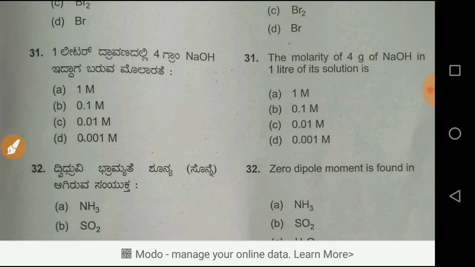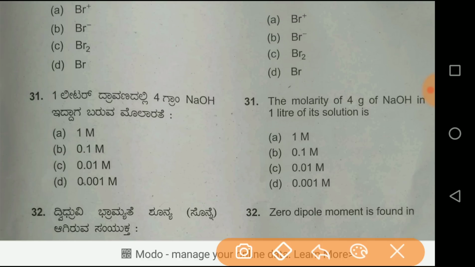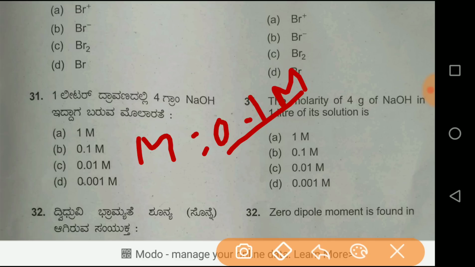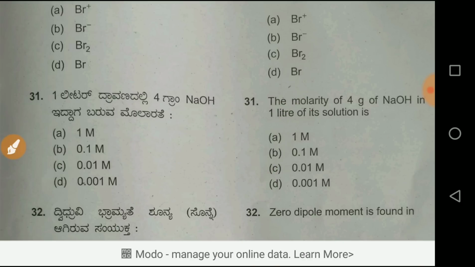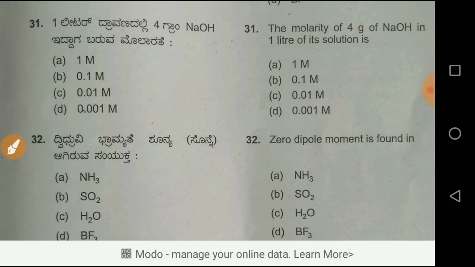Dear friends, now we have to calculate molarity. Molarity means moles of solute to the liters of solution. Molarity M is equal to moles of solute, that is 0.1 mole of NaOH in 4 gram, divided by liters of solution, that is 1 liter of solution. Therefore, it implies 1 M. So this is the molarity of 4 gram of NaOH in 1 liter of its solution.